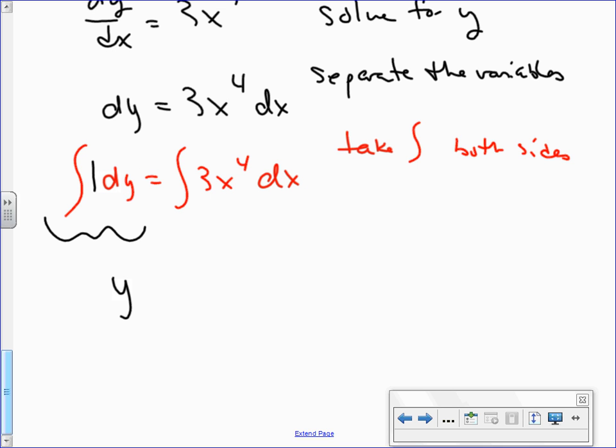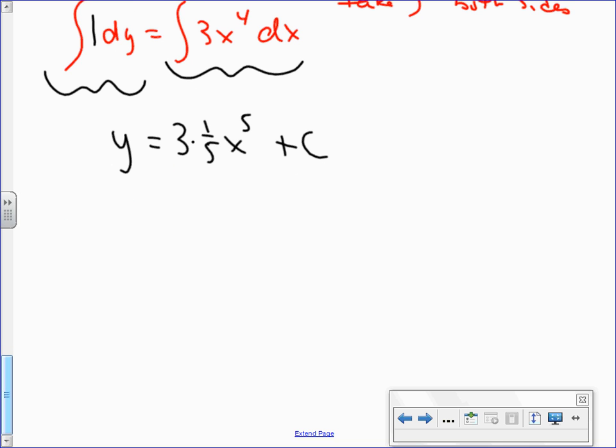There's a plus c there. There's going to be a plus c on the other side. We don't need 2 of them. We only need 1. Just 1 plus c, and we usually put it on the right-hand side. Take the antiderivative of this. That's the 3. Leave a little space. x to the 5th. The reciprocal of 5 is 1/5. And put your plus c over on the right-hand side. So our function is 3/5 x to the 5th plus c.